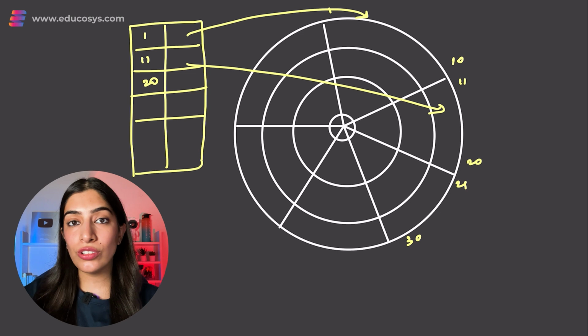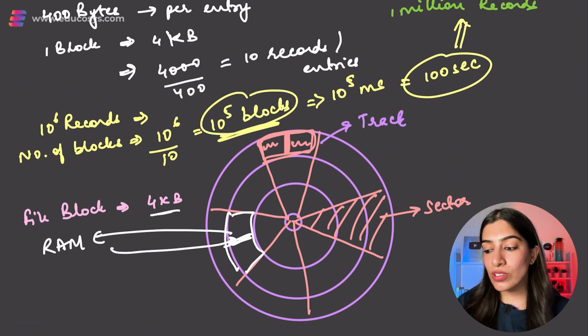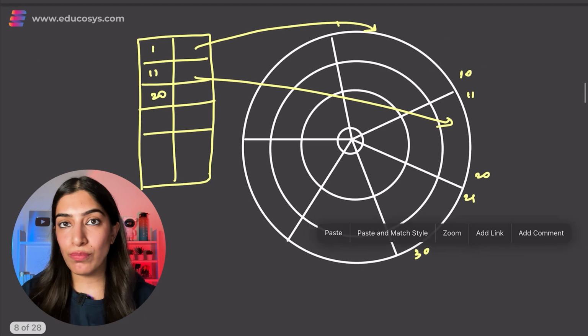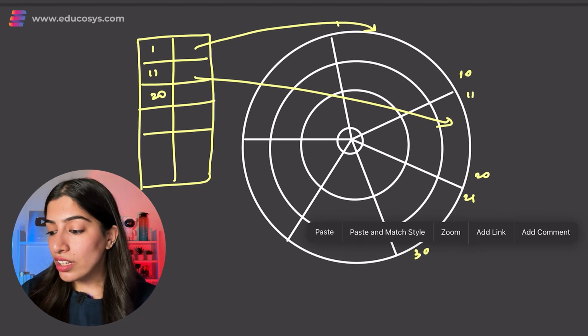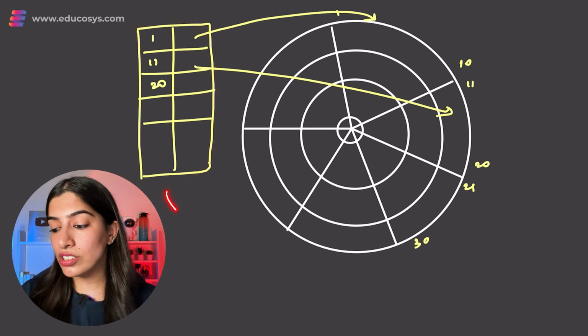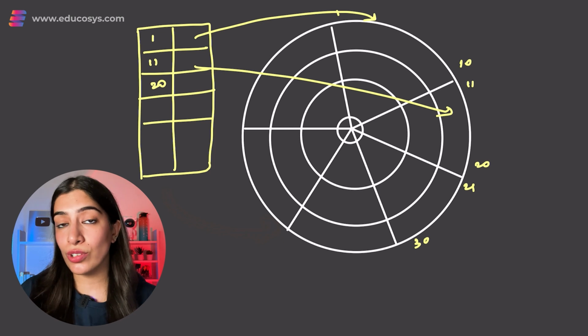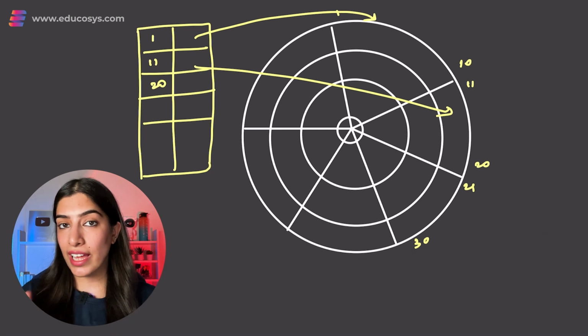So instead of going through all the blocks, so there were 10 power 5 blocks, right? Instead of going through all the 10 power 5 blocks, now let's see how many blocks we will have to go through. Obviously this table is again going to be on disk, right? So this is also going to take some space. It is also going to take some extra file blocks, right? So we'll have to see whether it is actually more efficient or not. So let's do the calculation and let's see.